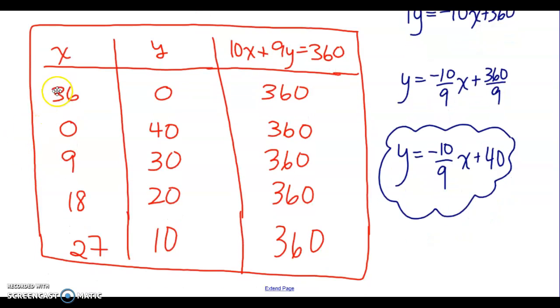She can work 18 hours at the jean shop. She can work 20 hours at the Pasta Palace, and that will earn her $360. Okay? And there are several other combinations as well. These are just some that we've chosen.